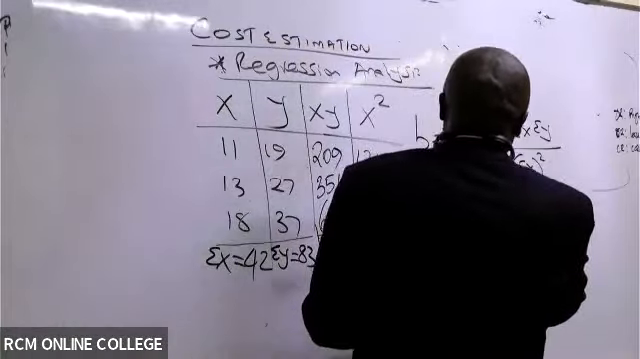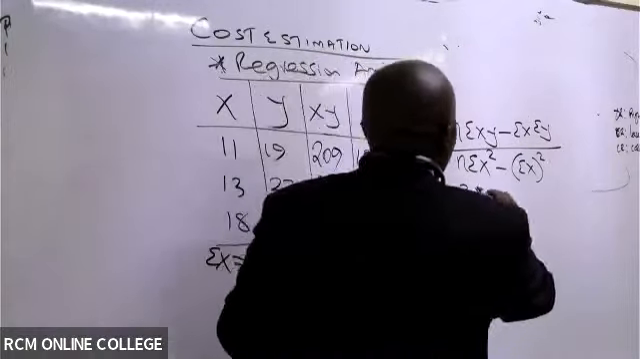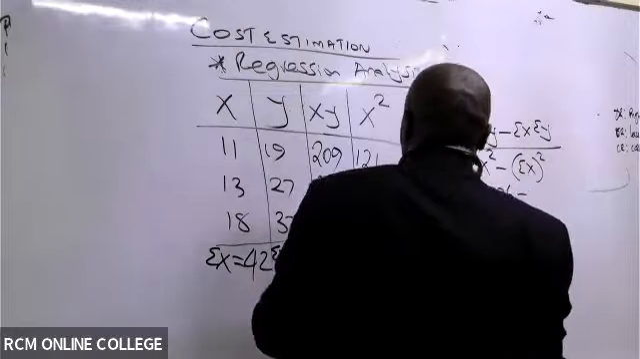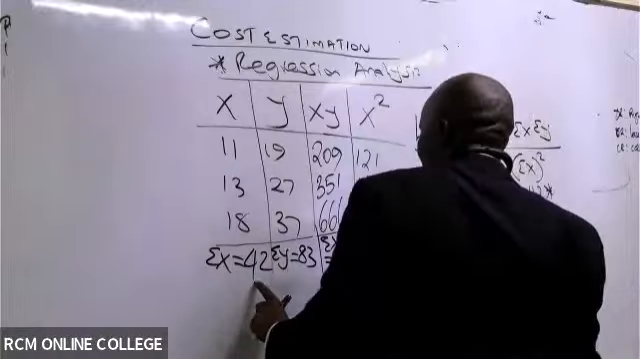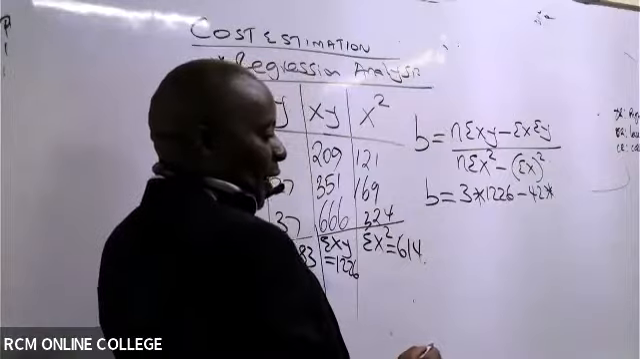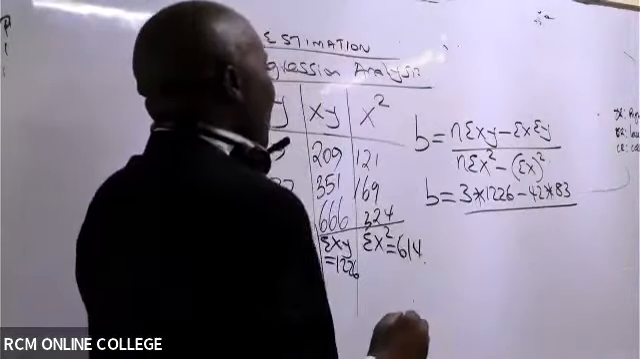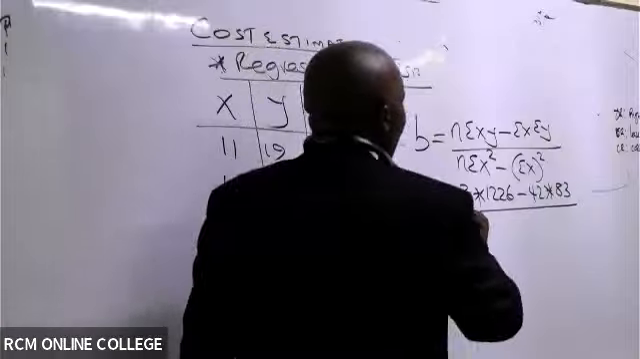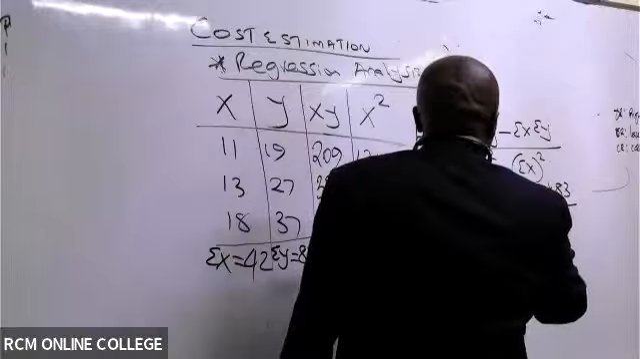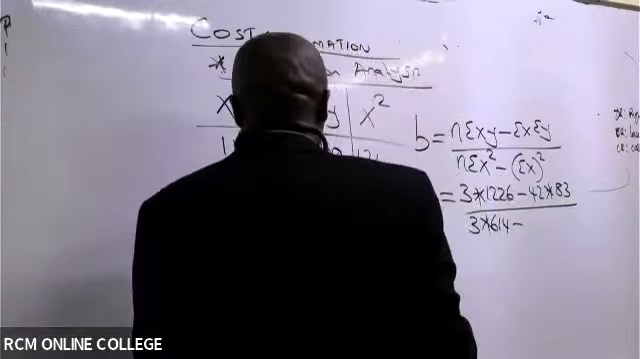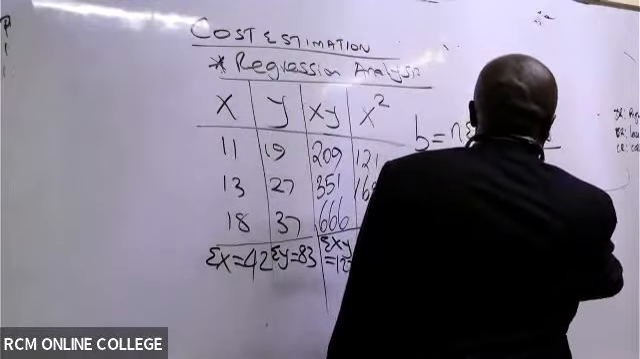So B will be equal to N, which is 3, times the summation of XY, which we already have here. It is 1226 minus the sum of X, which is 42, times the summation of Y, which is 83, all over N. N is constant at 3, multiplied by sigma X squared, which is 614, minus the bracket sum of X, this one here, 42. But now this 42 will be squared over here.